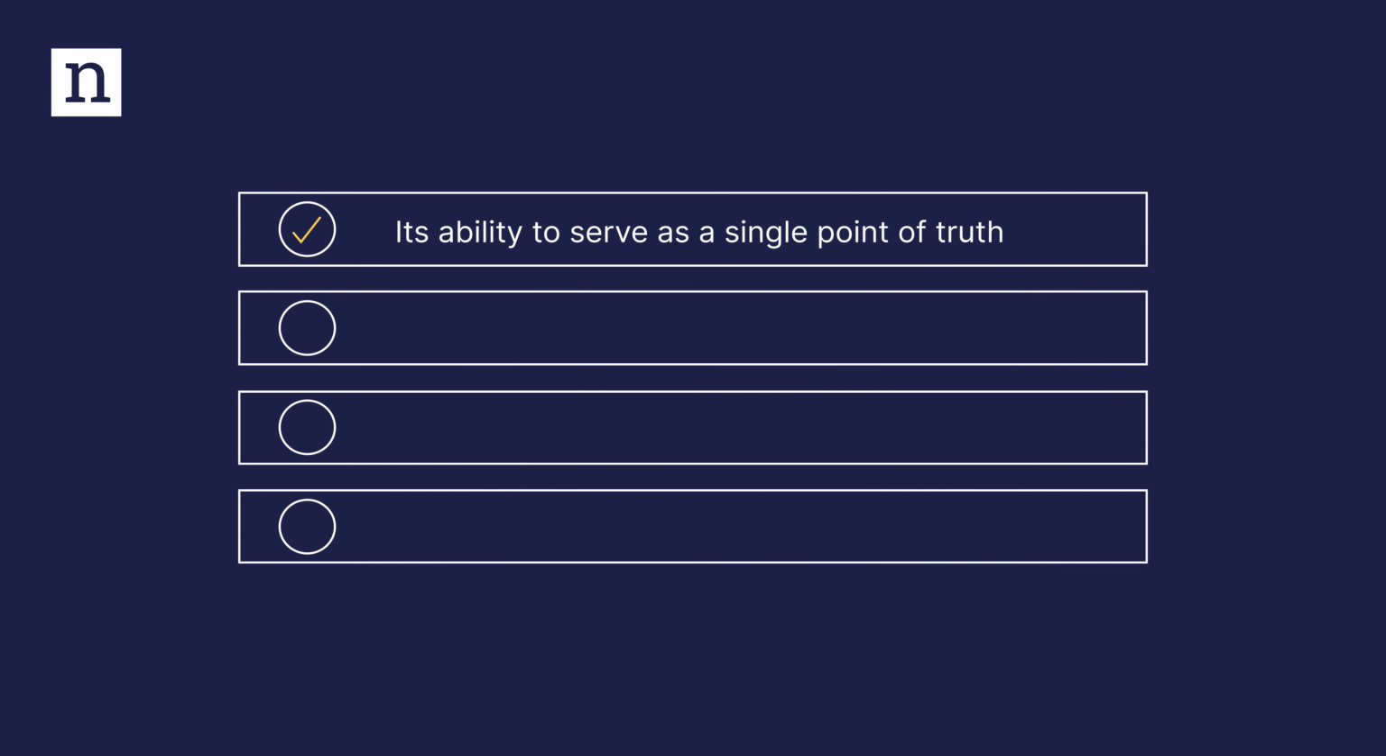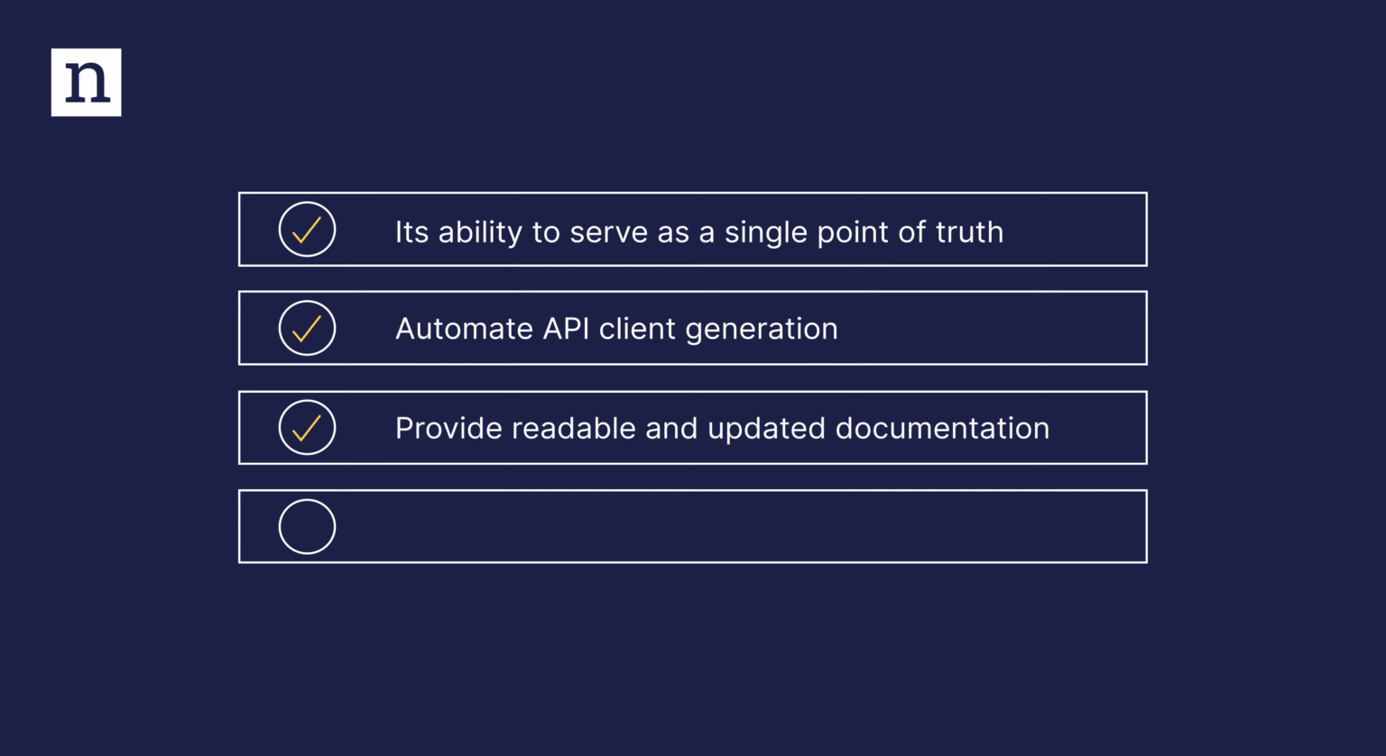So why use OpenAPI? There are several reasons, including its ability to serve as a single point of truth, automate API client generation, provide readable and updated documentation, and adhere to industry standards. Many industries benefit from OpenAPI technology, including e-commerce, media, and government.